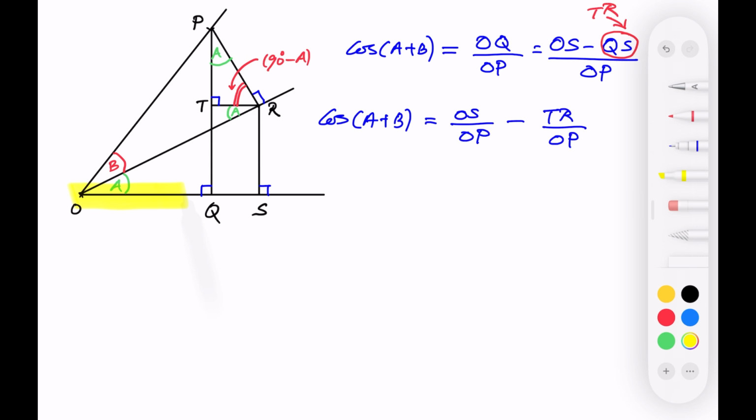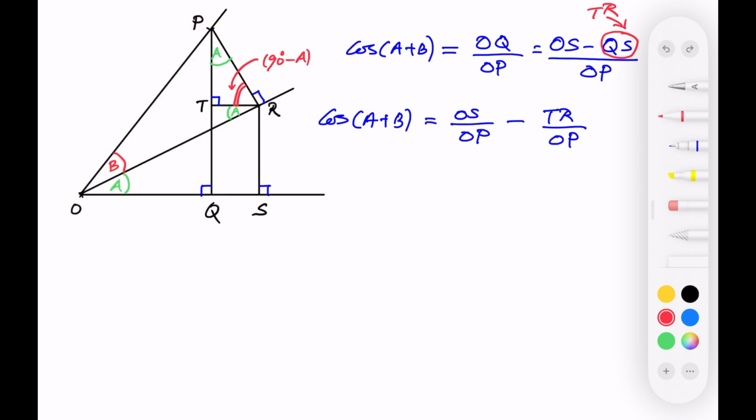Let's see what is OS over OP. OS is right here, OP is right here. The ratio between those two lengths doesn't make sense. Therefore, I'm going to put something in the middle. I will put OR in the middle. Then I can write down those ratios using the angles A and B.